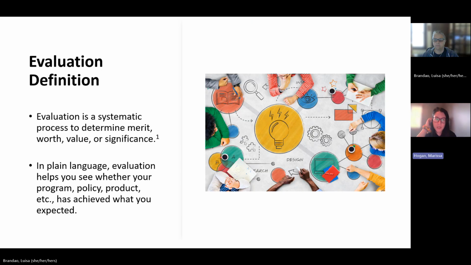So with the definition of evaluation, technically, evaluation is defined as a systematic process to determine merit, worth, value, or significance. In other words, evaluation helps you see whether your program, policy, product, or whatever you're setting out to evaluate has achieved what you expected.